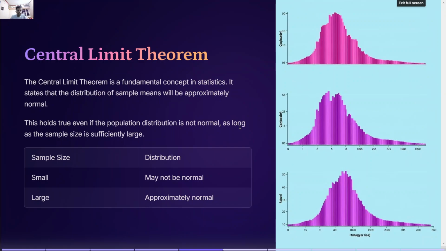Central limit theorem. The central limit theorem is a fundamental concept in statistics. It states that the distribution of sample means will be approximately normal. This holds true even if the population distribution is not normal, as long as the sample size is sufficiently large.